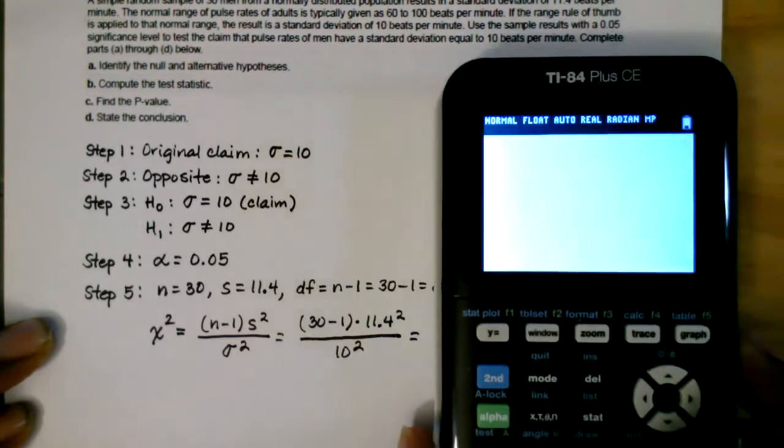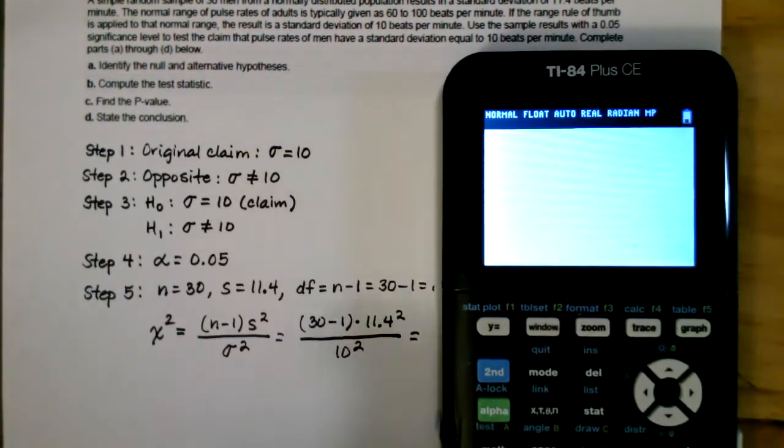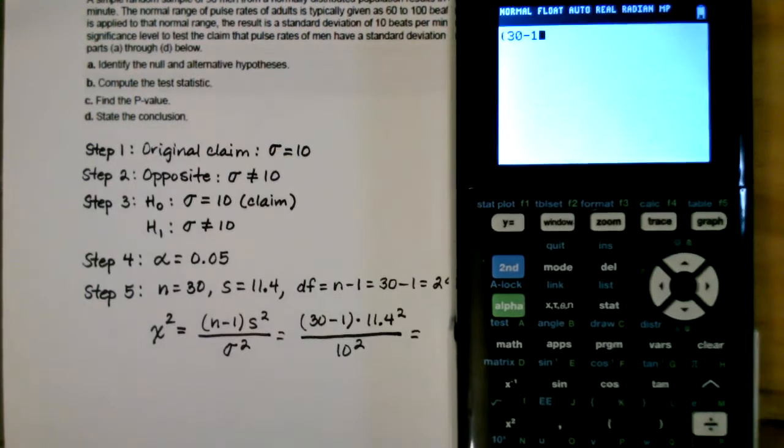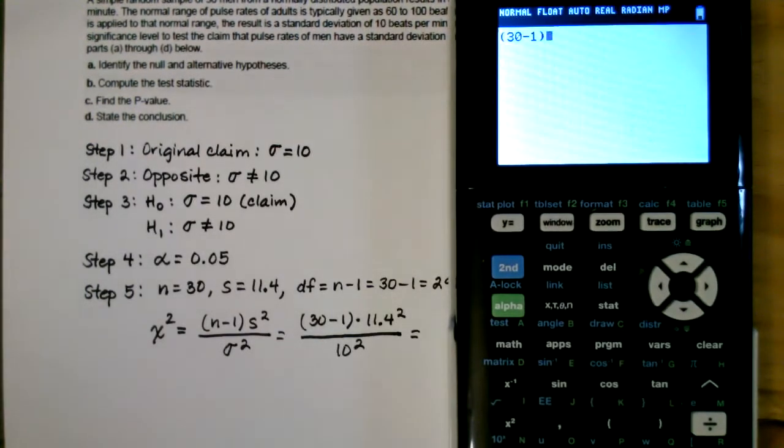All right, so now let's put this in our calculator. I'm going to put the 30 minus 1 in parentheses. So this will be 30 minus 1 in parentheses, and keep in mind your parentheses are above the number 8 and number 9 keys. And then that's multiplied by 11.4, and that's going to be squared. So we press the X squared button to square that, divided by 10, and then the X squared, and then finally hit enter.